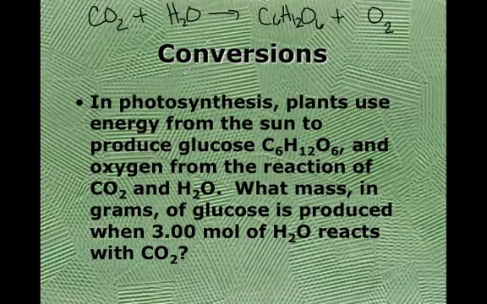Not balanced. So carbon, we have 6 here, so let's put a 6 out here. Hydrogen, we have 12, so let's put a 6 here. Now oxygens, we have 8 here, but we have 6 plus 12, 18 over here. So if I have 18, if I subtract out these 6, I get 12, so I can put a 6 there. So now we have 6 times 2 is 12, plus these 6 is 18.